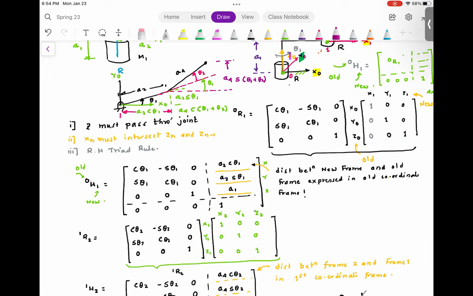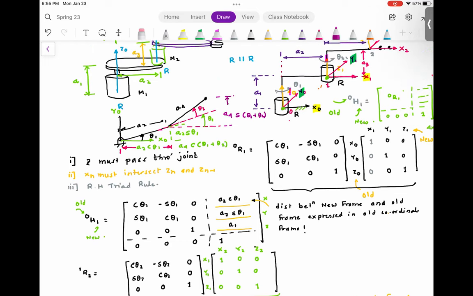And here, now I have to fill in the gaps at three locations. This is the distance between the new frame and the old frame in the old coordinate system. So as you can see, the new frame and the old frame are separated by around A2 cosine theta 1, A2 sine theta 1, and A1. Everyone understood that these are positive signs? Why? Because if we want to go from frame 0 to frame 1, we need to travel in the direction of x naught, y naught, and z naught. Everyone understood this? That's why this is positive.